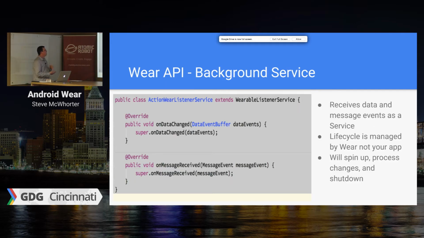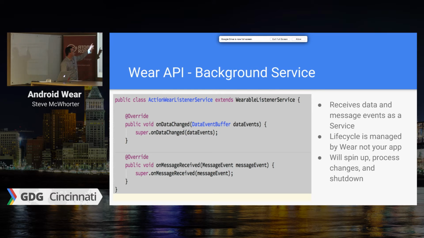All right, background processing. The Wear team made this super, super simple. So if you have an activity that's in the foreground, you can implement these callback interfaces to get changes on data items and get messages. But often our apps aren't in the foreground. They're in the background, your phone's in your pocket, but you still want to be able to interact with data on your watch, and have the phone respond to it.